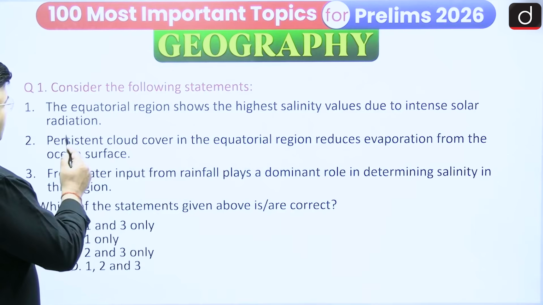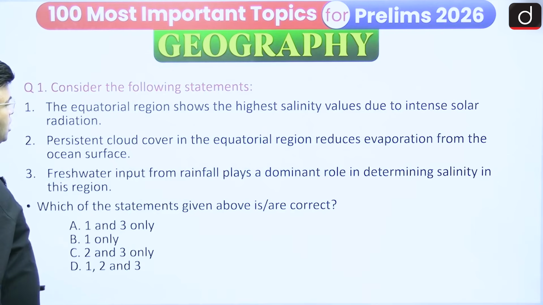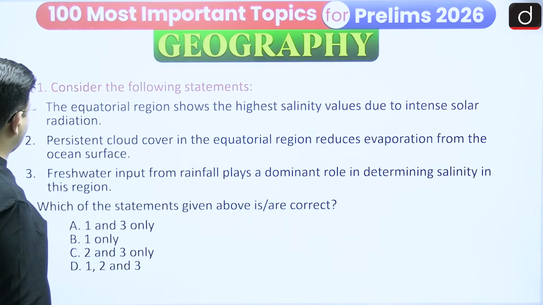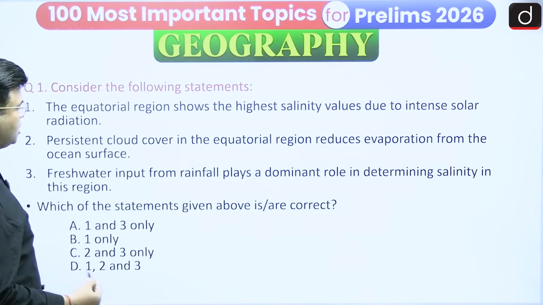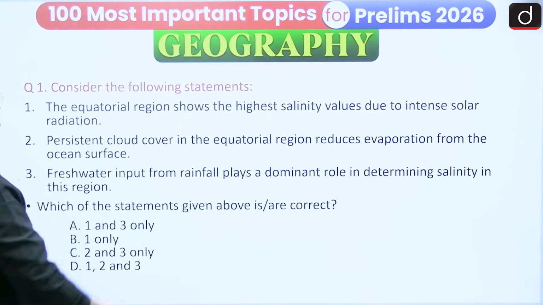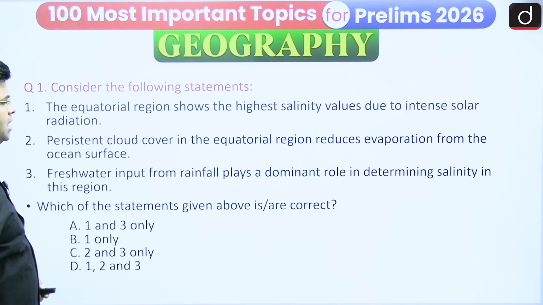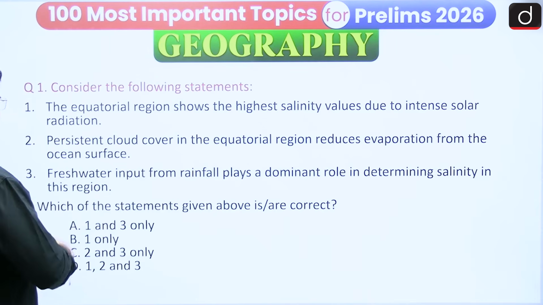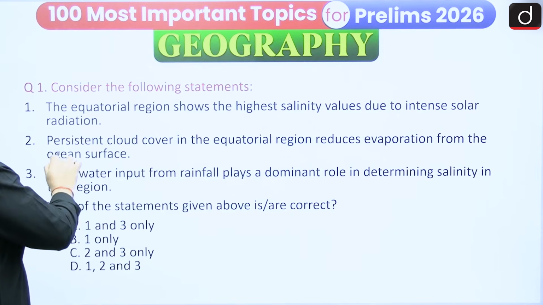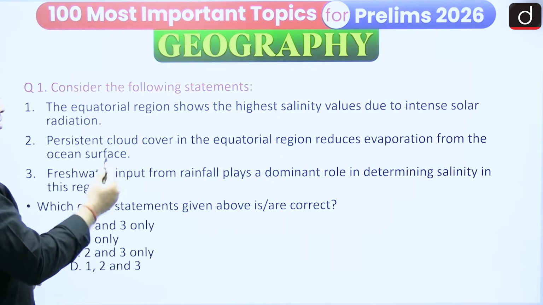Based on this there is a question. Consider the following statements: the equatorial region shows highest salinity values due to intense solar radiation and persistent cloud cover. That is the first statement we have to examine. What do you think?